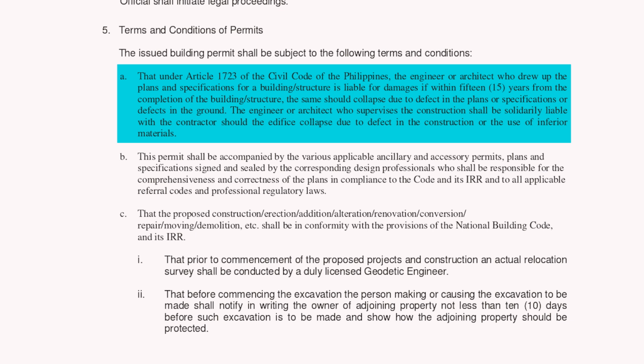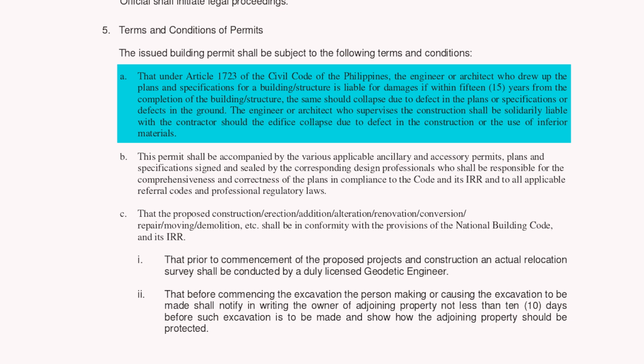Kapag napatunayan daw na yung collapse was caused by a defect in the design, basically. I'm simplifying, but that's essentially what this is about. May problema sa design and the problem caused the collapse. Then, magiging liable for damages yung engineer or architect who prepared the plans. Basically, the engineer of record or the architect of record. Okay, sila yung mananagot. Because it's traceable to the design.